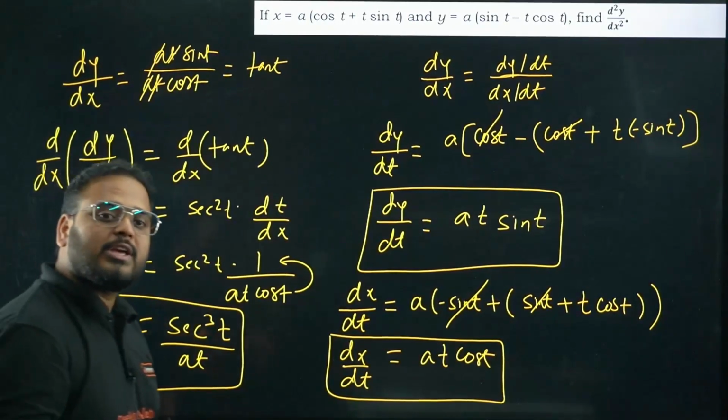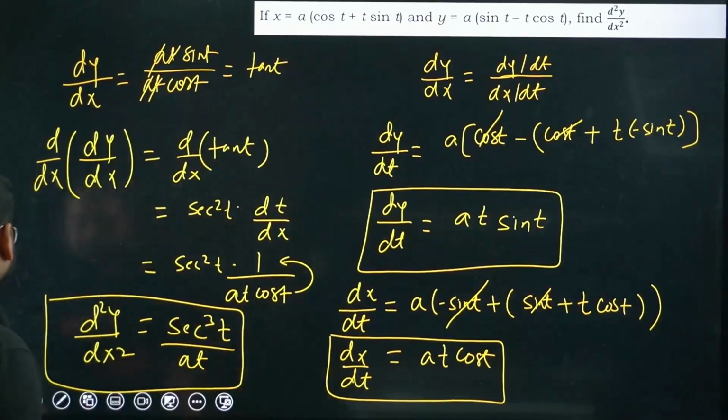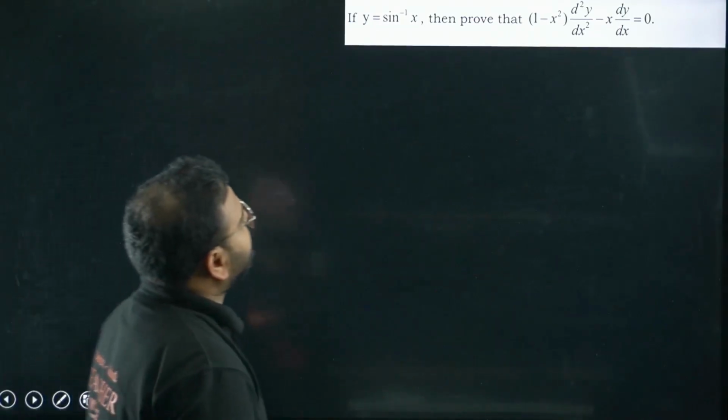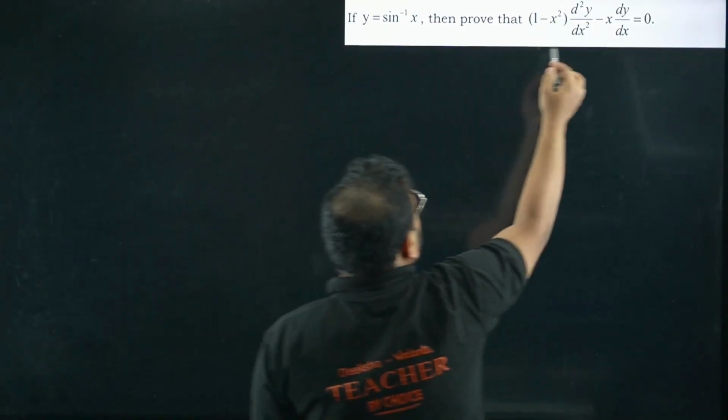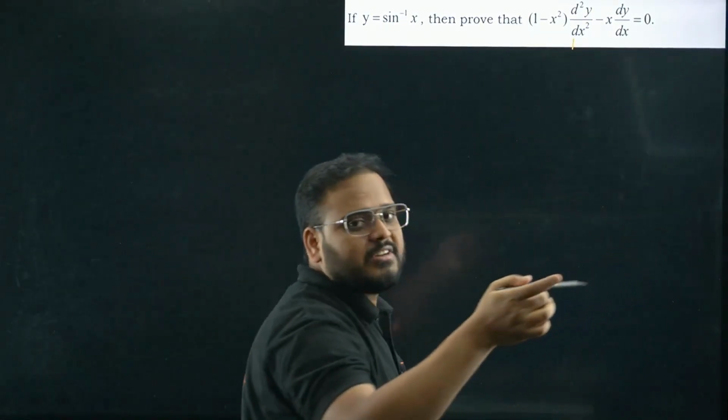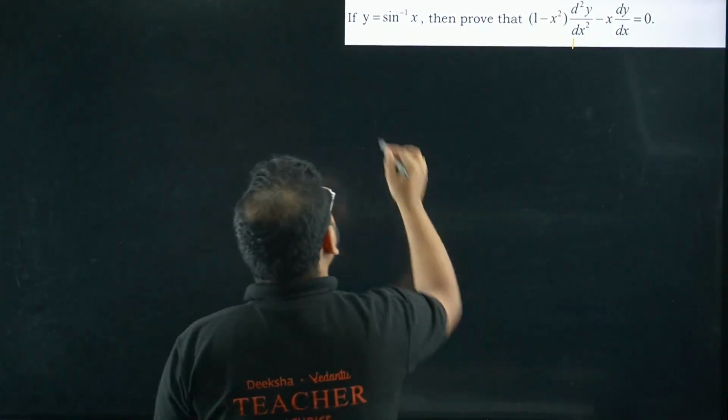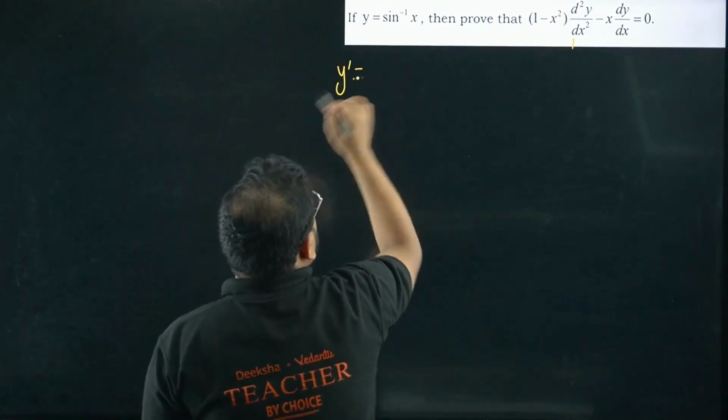Okay, let's move on to the next question. We have y equal to sine inverse x, and we need to prove that this condition is true. How do you solve it? Very simple. We are looking for the second derivative, so we'll find the first derivative, then go for the second derivative. Let's find y dash.